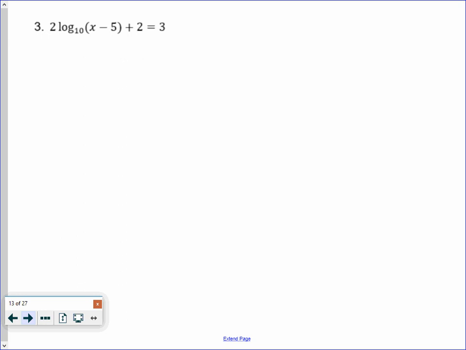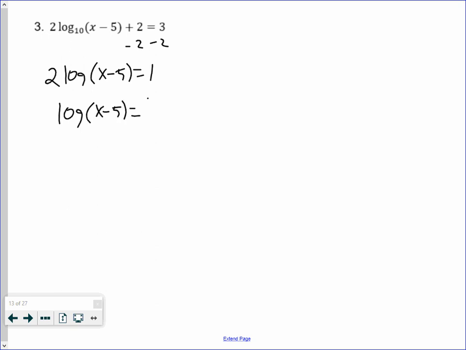All right, and now for number 3, the last problem of the notes. Same thing as before, nothing's changed. Isolate the log, so minus 2 on both sides: 2 log of x minus 5 equals 1. Remember, log of base 10 is the common log, so you don't need to write the base, you just write log, it's the same thing. So 2 log of x minus 5 equals 1, we're going to divide by 2 to give us log of x minus 5 equals 1/2.